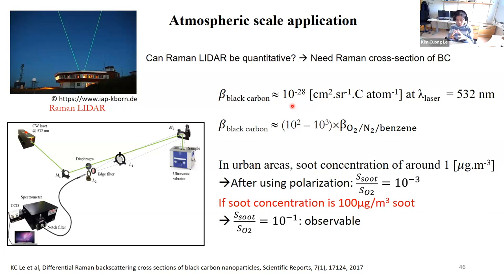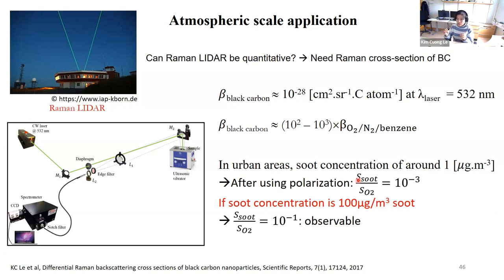And the important thing is when we detect soot in the atmosphere, the challenge is the Raman signal of oxygen and water vapor interfere with the Raman signal of soot. So we need to subtract that. And let me do some pre-calculation. If the soot concentration in the atmosphere is one microgram per cubic meter, then we use the polarization effect. Then the signal of soot is around 1,000 times lower than the signal of oxygen. So it's very difficult to see the Raman signal of soot.